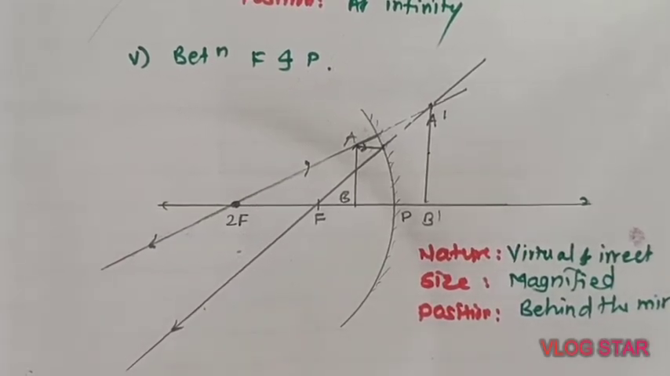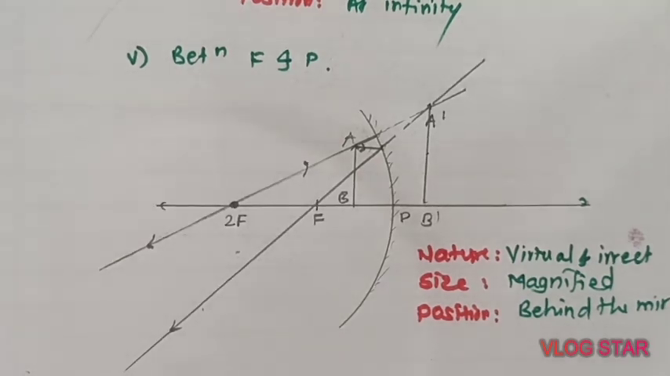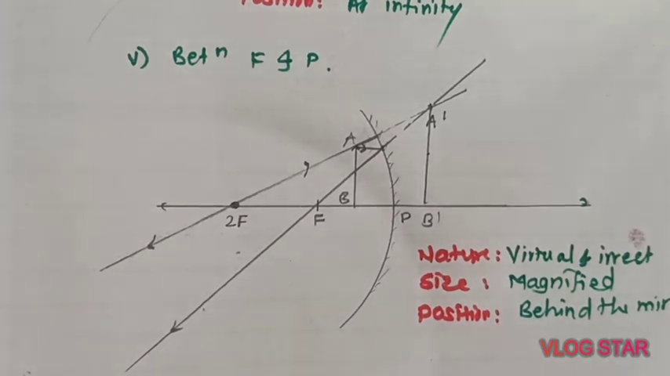So this is all about the image formation at different positions, isn't it? We will stop our discussion here, and in the next lecture, next video, we will discuss how the image is formed by a convex mirror.